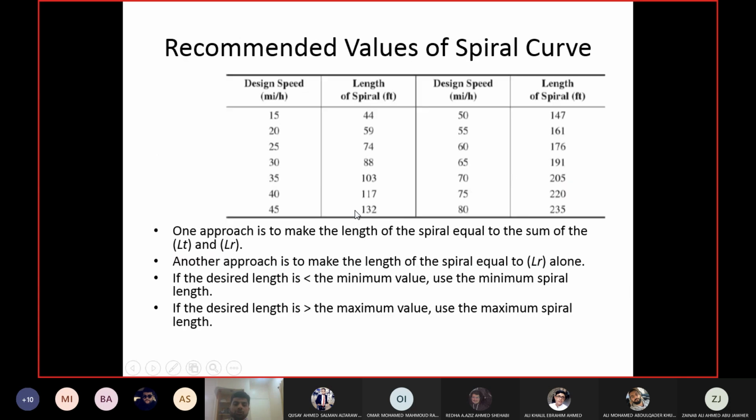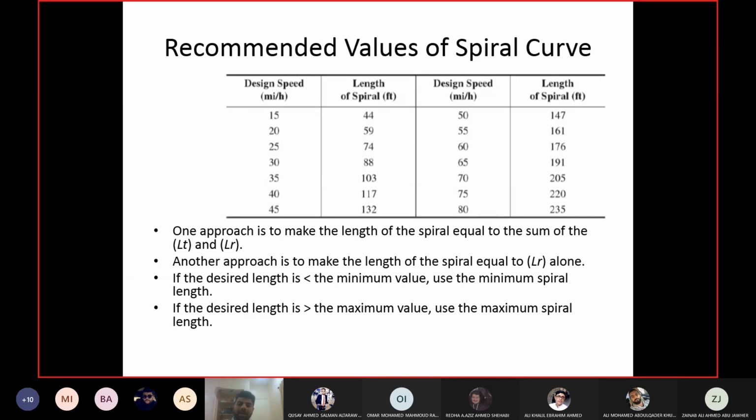So you have three options to select the length of a spiral curve, and all these three options are allowed if they are giving you a value within the minimum and maximum range of the equations. Whenever you are going beyond the range, you will come back to the range and take the nearest value from the range. So if you are going below minimum, you will take minimum. If you are going above maximum, you will take maximum.